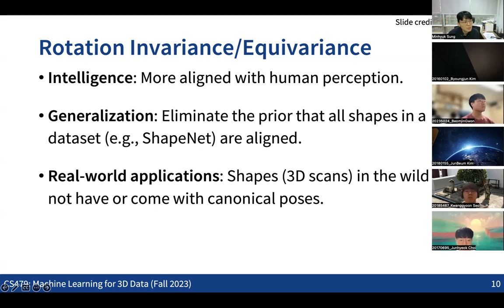So how can we achieve rotation invariance and equivariance with a neural network? Let's think about an easier way without making any modification to the given neural network. How can we achieve these things? Do you have any ideas for this? Let's think about that.